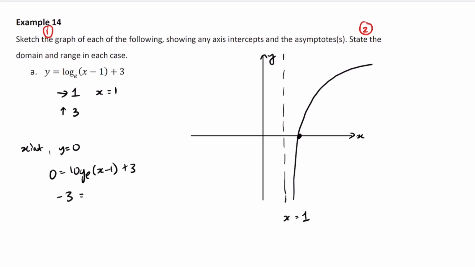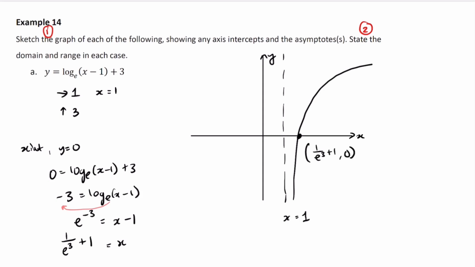I'm going to take the 3 over, and then we utilize our swappy rule in order to get rid of that log. So that's where I take the base over here. And then I can get x by itself by adding over to that side. And I'm just going to write it as 1 on e cubed, just to make it nice and pretty. So that's what my x-intercept is going to be. And of course, there's no y-intercept, so you don't have to find that.